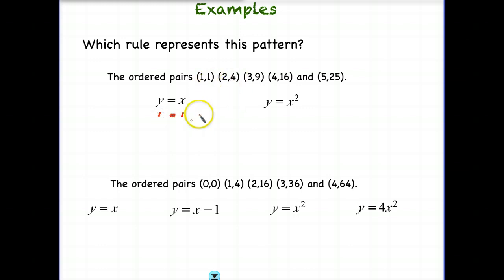Let's try the second point. If I plug the 2, which is my x value, in for x, well, y would then equal 2, so that rule does not work. We can cross that rule out.